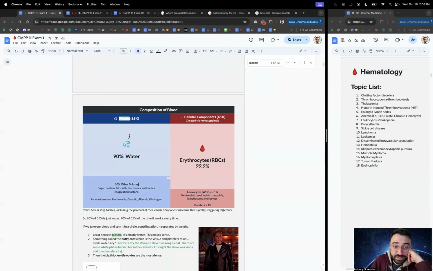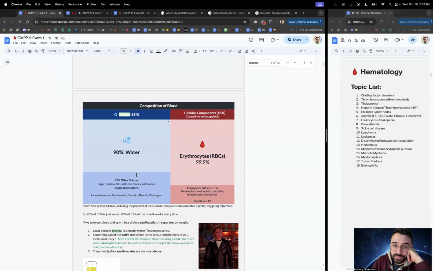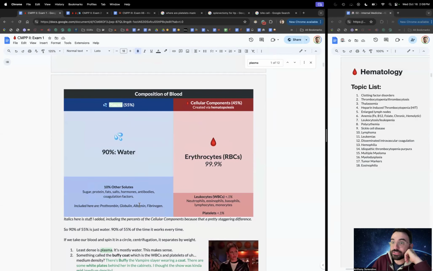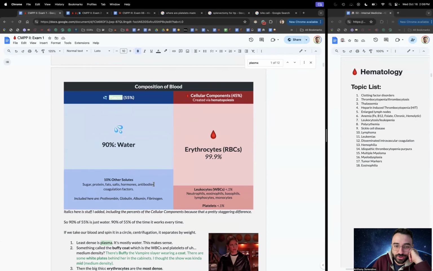Yes, exactly. So plasma, which is 55% of your blood, is 90% water, but the other 10% is where you have hormones, antibodies, coagulation factors. So that makes sense. So if this is an autoimmune issue, which is it?